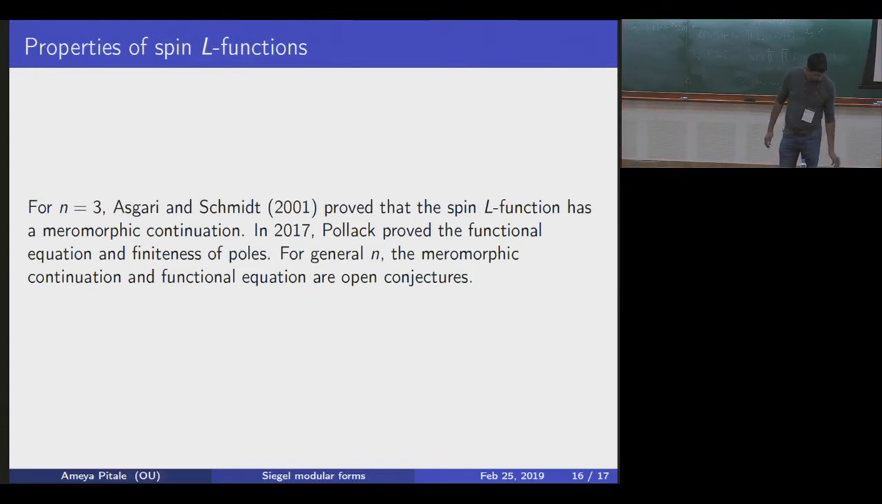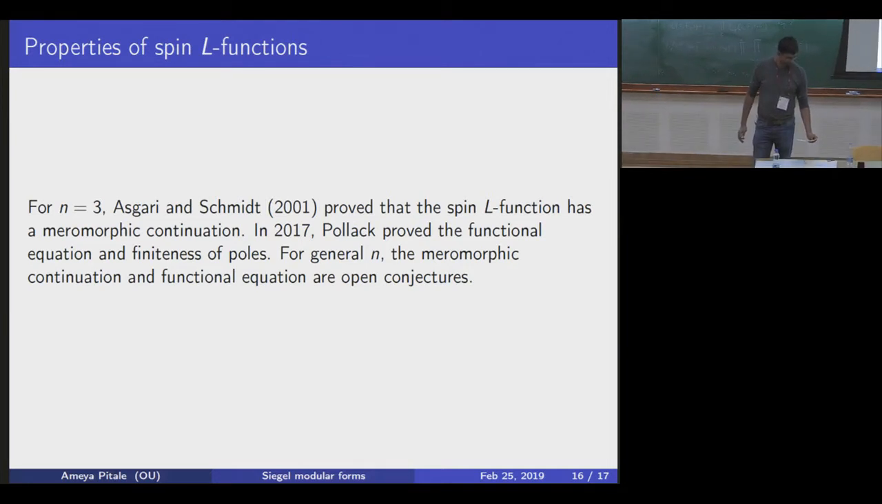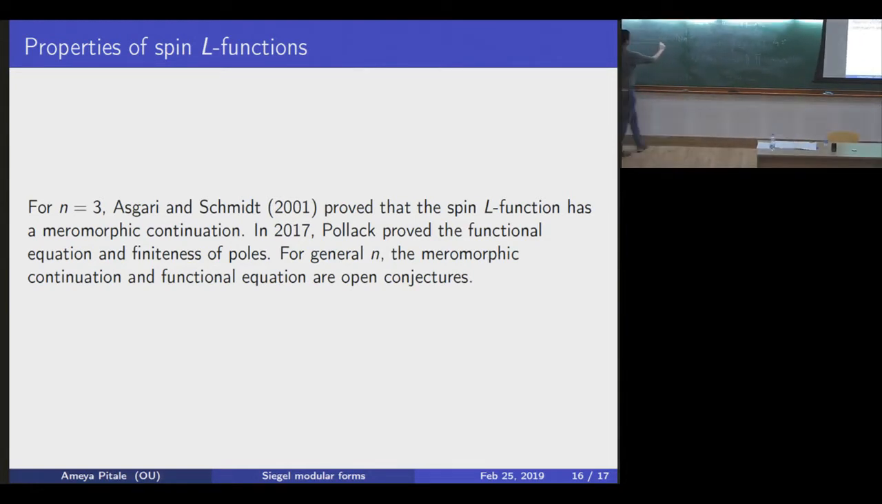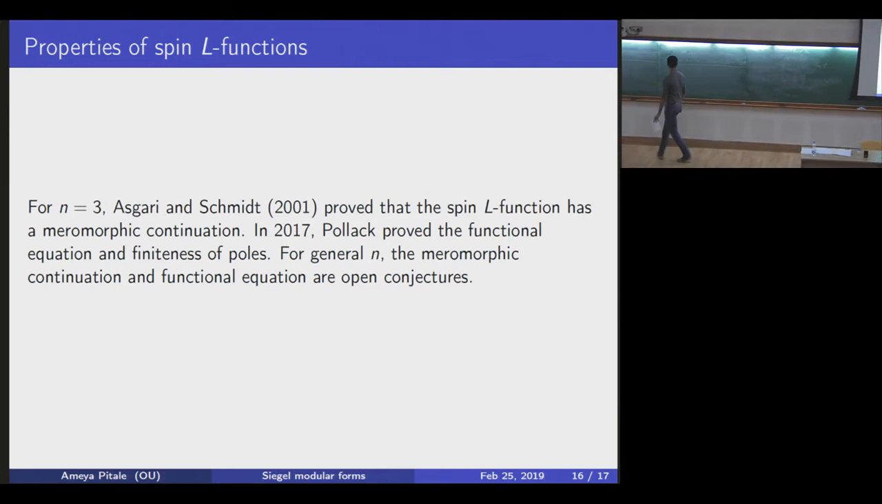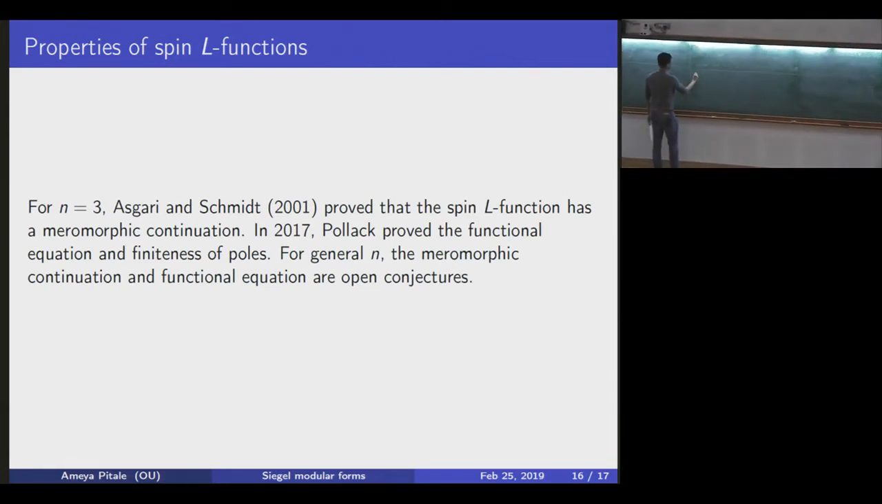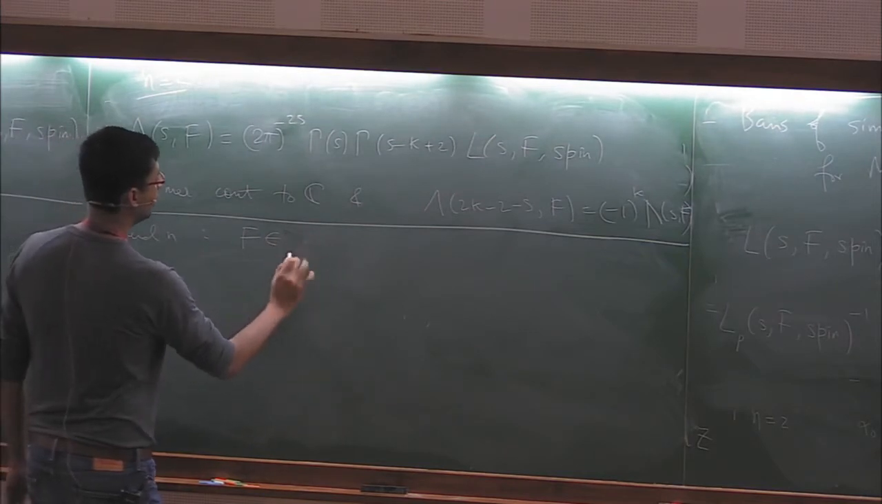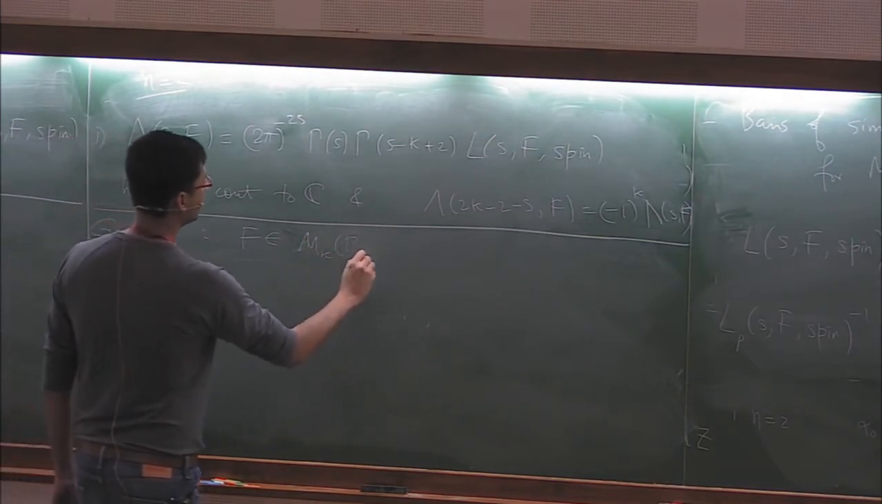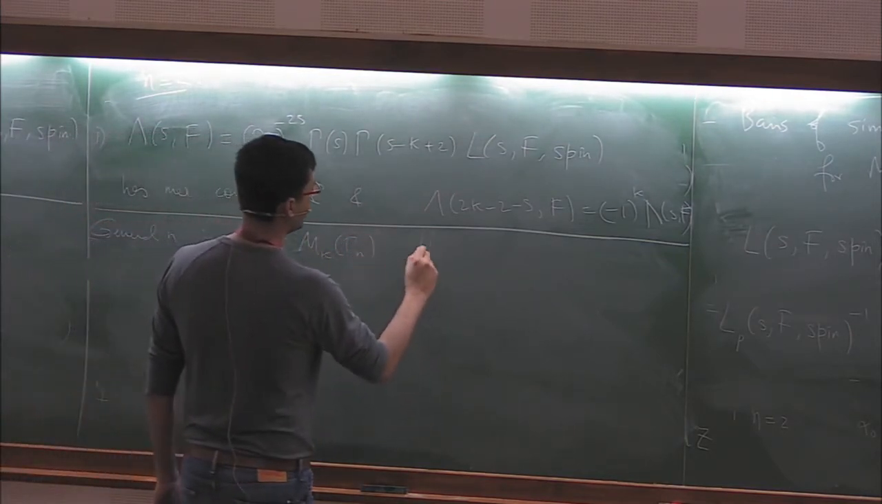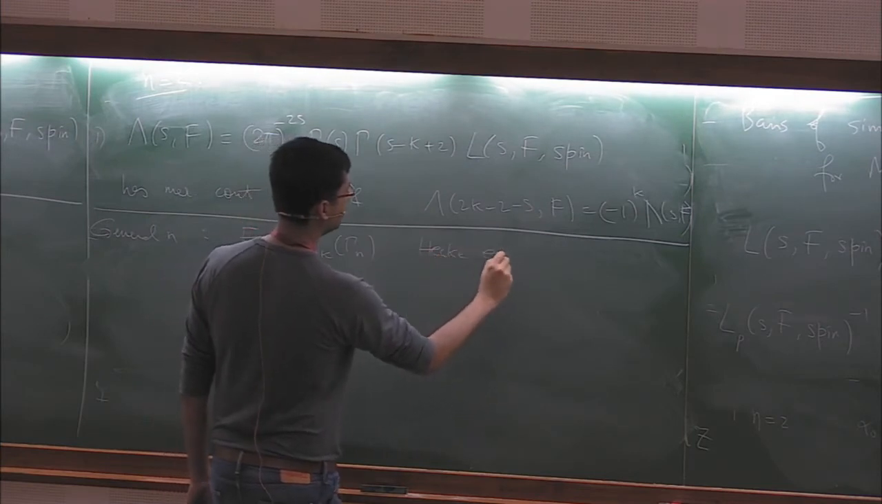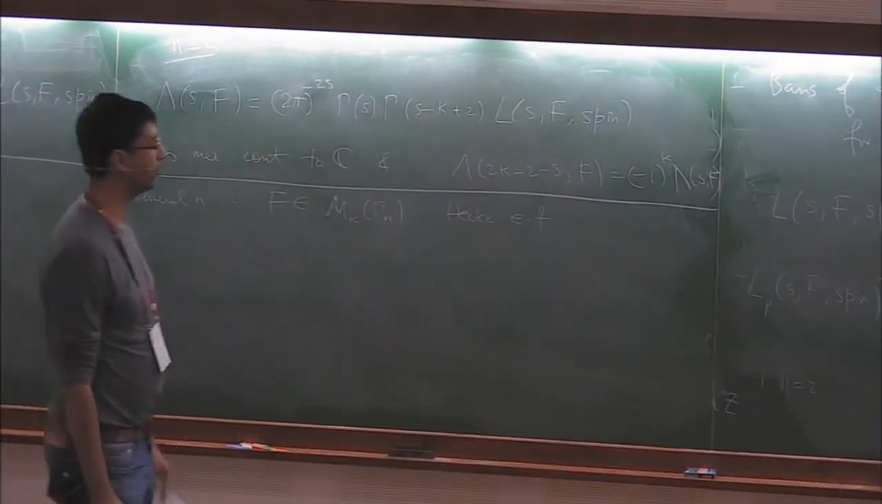And so what I'm going to do, last thing, is I'm going to write down the definition of the easier standard L function, and we will finish right there. So now general n, again my F is in M_k(Gamma_n), a Hecke eigenform, and it has Satake p-parameters.